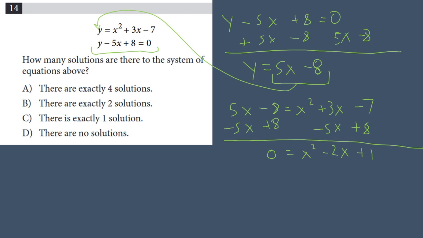And then from here I can factor it. So when it becomes factored, it's x minus 1, x minus 1. Then the final answer would be x equals 1. And there's only going to be one solution, so the answer is C.